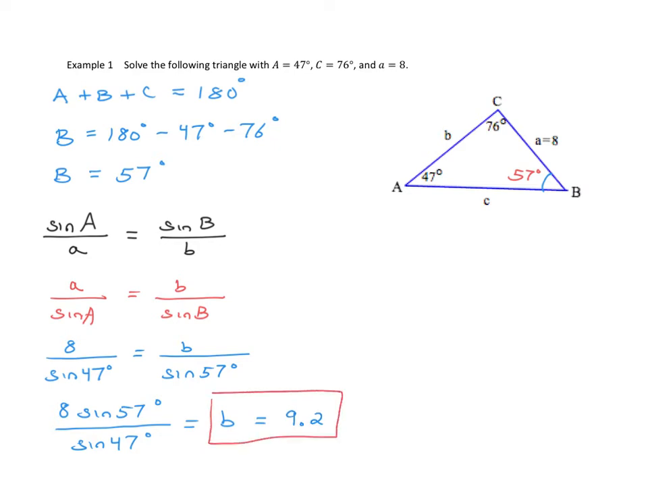All right, so I now know something else about my triangle. I know that B has a length of 9.2. The only thing that I don't know is C. Now here you can't use the Pythagorean theorem because we don't have a right triangle. None of the angles are 90 degrees. All that means is we can use the law of sines one more time.